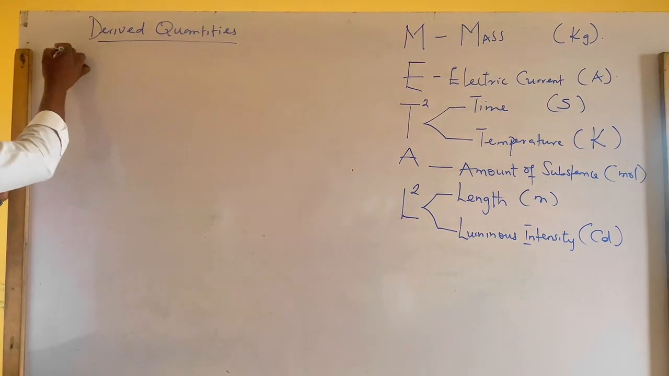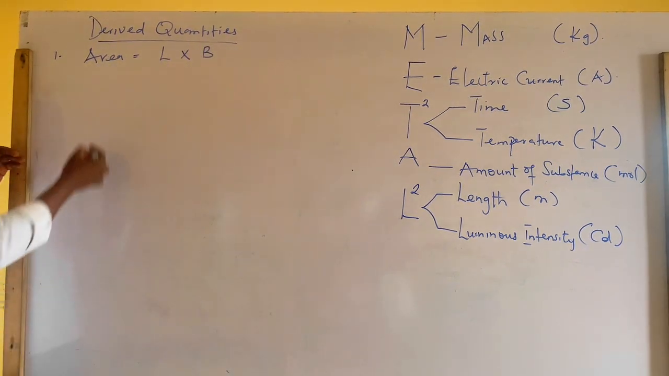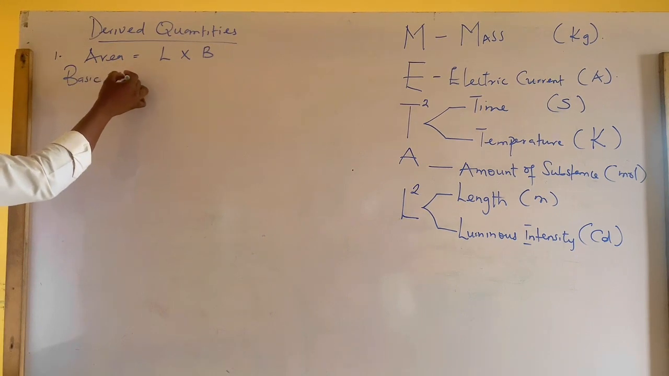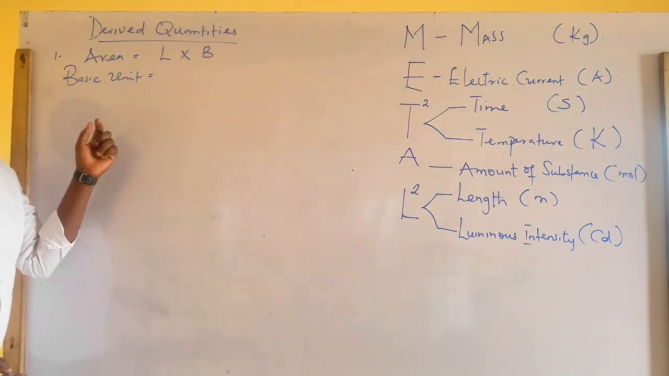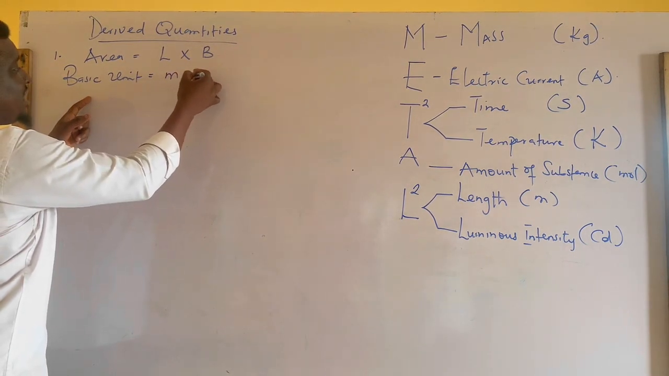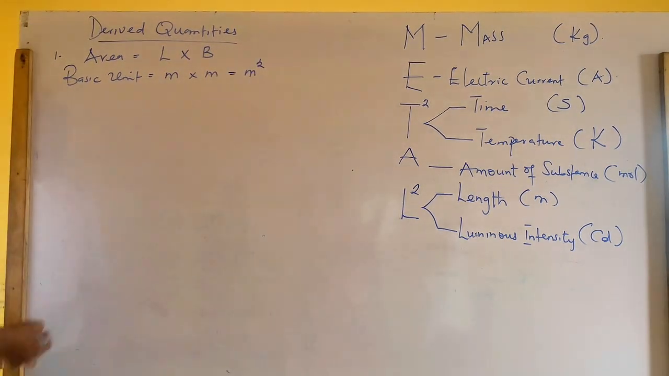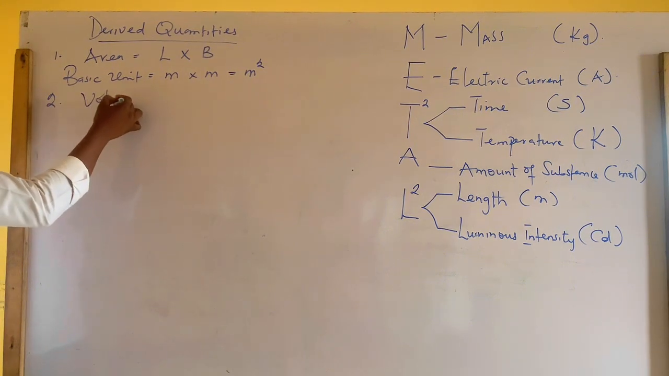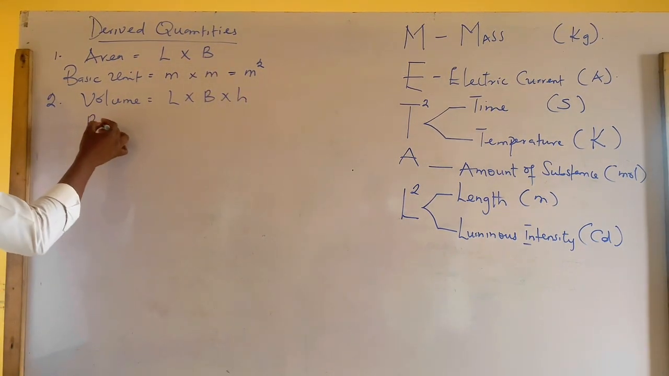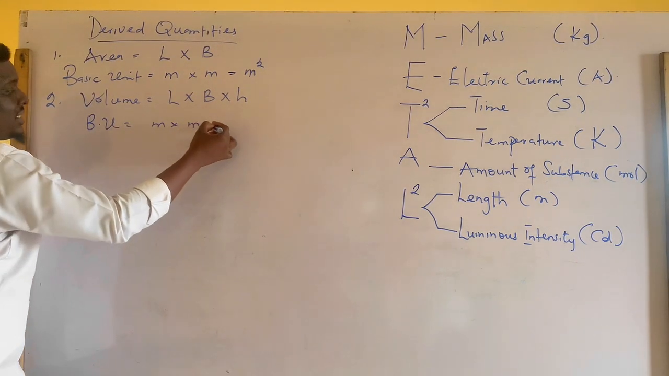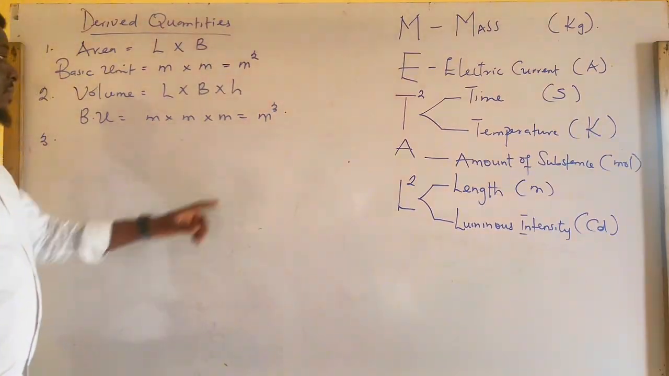Now let us see. We have the first one, area. From your textbook, you will see it there, length times breadth. We have the basic units for this, because in the course of this class, we're going to be seeing the difference between basic unit and SI unit. So the basic unit for this is what? Meters and meters. Using the knowledge of indices, we have this as meters squared. So let us look at the next one, volume. We have it as length times breadth times height. So we have the basic unit to be meters times meters times meters. From your indices, you have it as meter cubed.